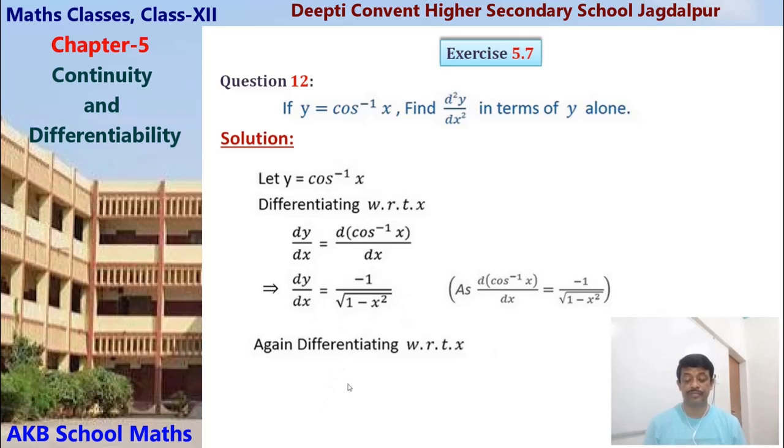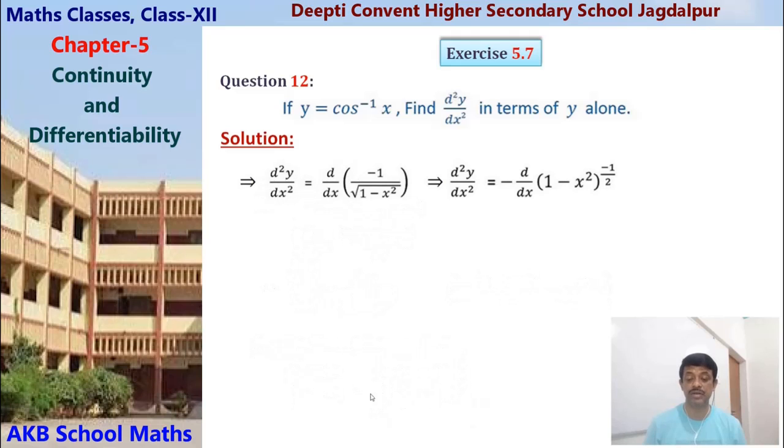Clear? Now apply d/dx on both sides. Left side d2y by dx square, and right side d/dx of minus 1 upon root of 1 minus x square. Taking minus common, 1 upon root of this means (1 minus x square) to the power minus half. We can write it like this. Now differentiate it. So minus here, minus half comes in front, and (1 minus x square) to the power minus half minus 1, and again the differentiation of 1 minus x square, that is (1 minus x square) dash.